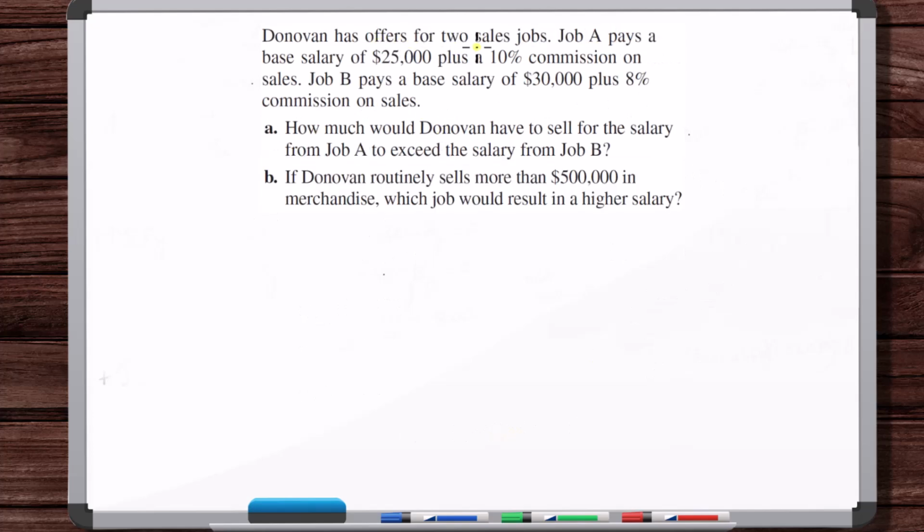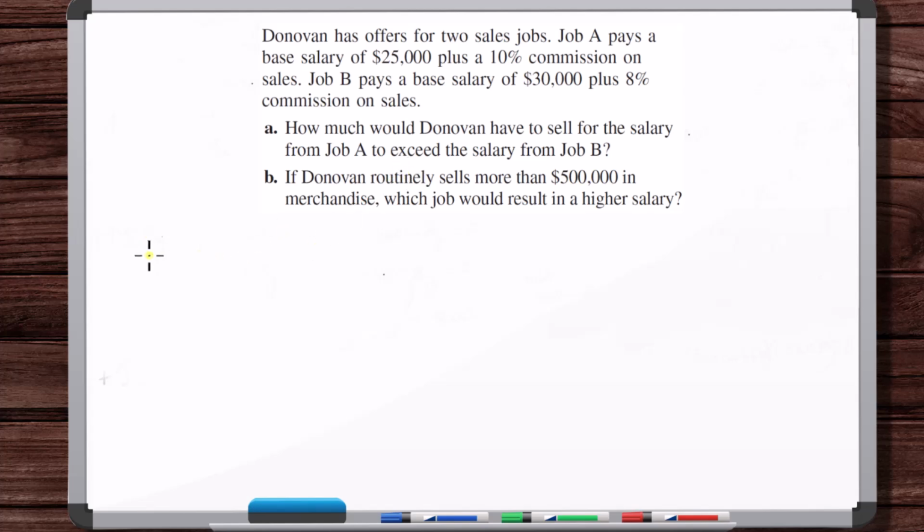Donovan has offers for 2 sales jobs. Job A pays a base salary of $25,000 plus a 10% commission on sales. Job B pays a base salary of $30,000 plus 8% commission on sales. A, how much would Donovan have to sell for the salary from job A to exceed the salary from job B? Okay, so that's going to be x, the sales in job A.